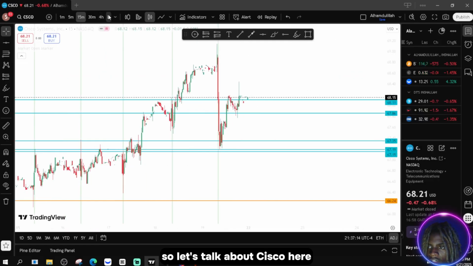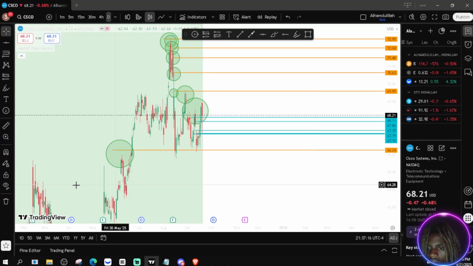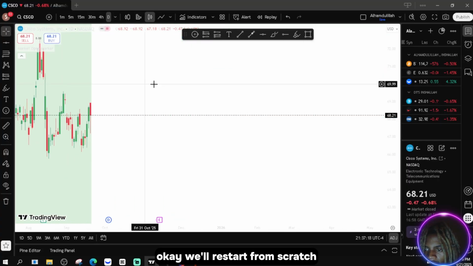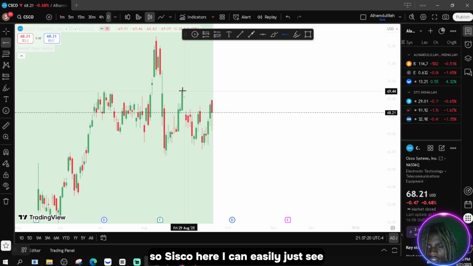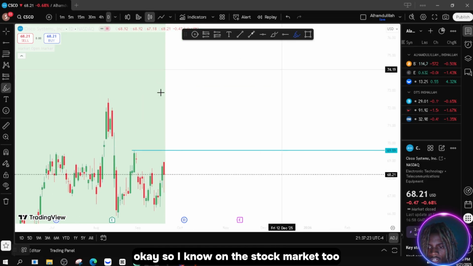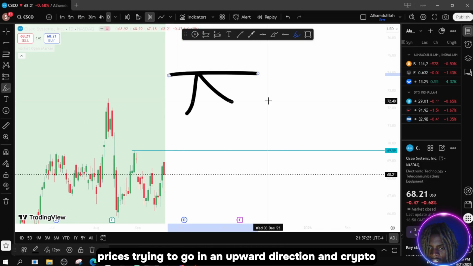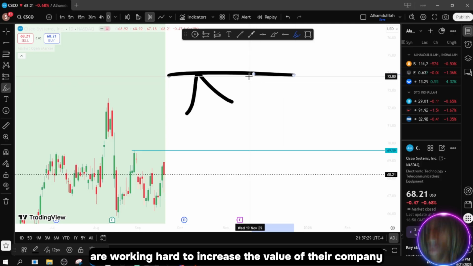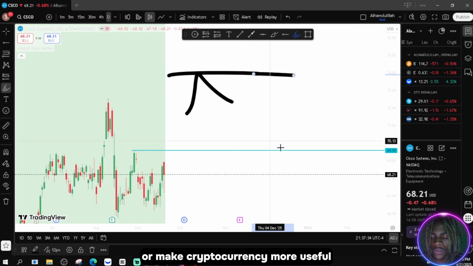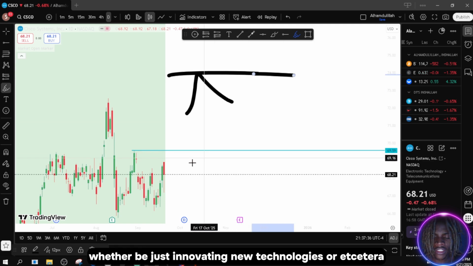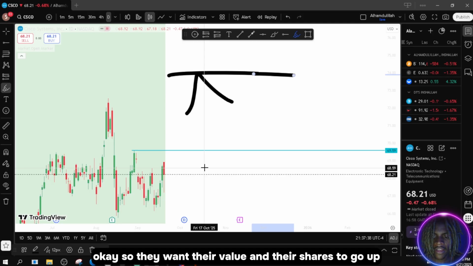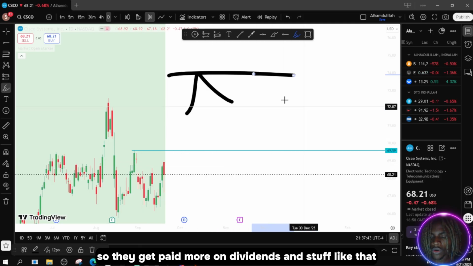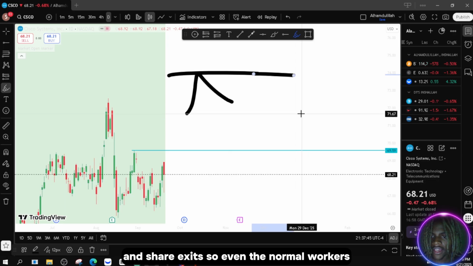So we'll talk about Cisco here. Okay, we'll restart from scratch. So Cisco here, I can easily just see, okay, on the stock market too, price is trying to go in an upwards direction, and crypto, because people are working hard to increase the value of their company or make cryptocurrency more useful, whether it be innovating new technologies or etc. They want their value and their shares to go up, so they get paid more on dividends and stuff like that, and share exits.